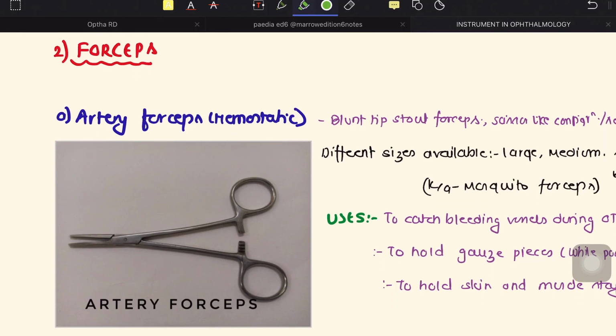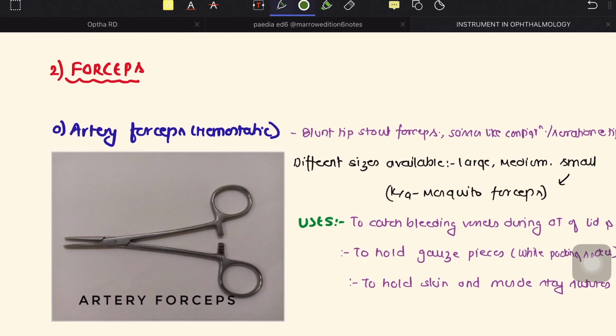So the next instrument that we are going to talk about is forceps. We'll talk about different forceps and we'll learn how to differentiate them. The first one that we are going to talk about is the artery forceps. Artery forceps is in the form of a scissor.